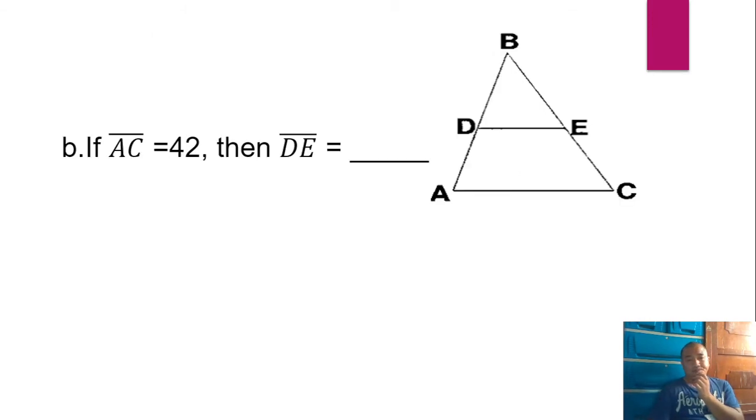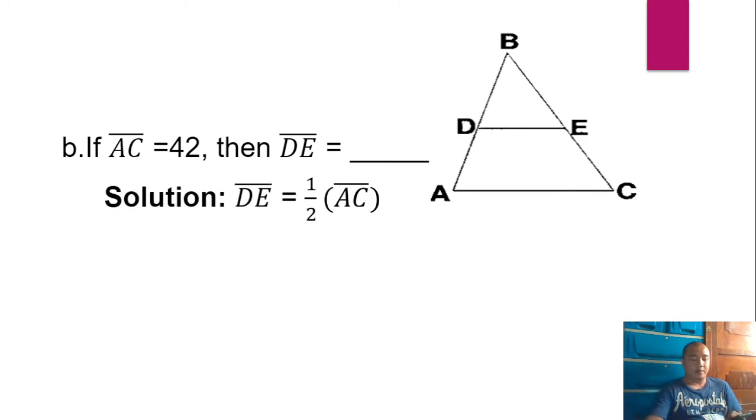Number 4, letter B. If AC is equal to 42, then what's the length of DE? Okay, 1/2 of 42 is just 21, right?